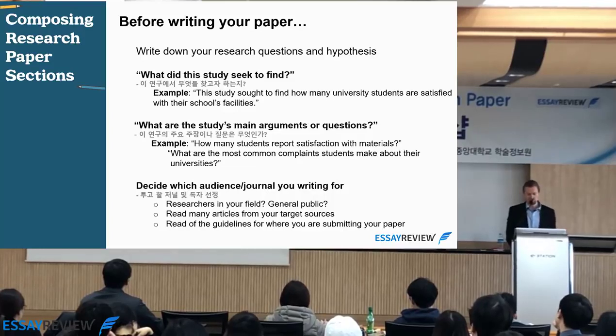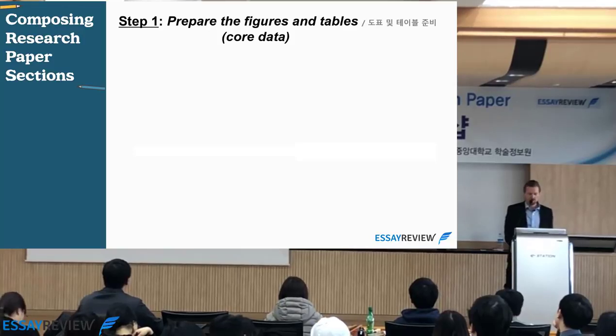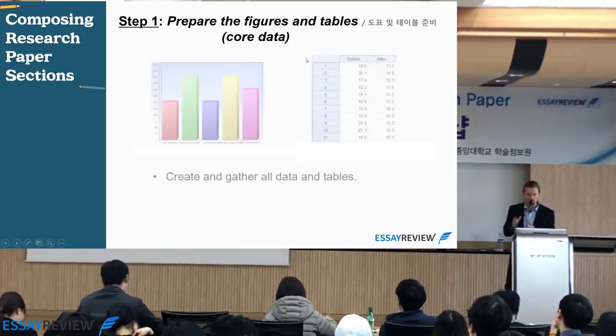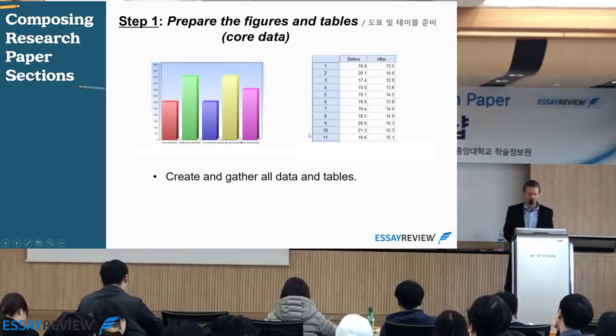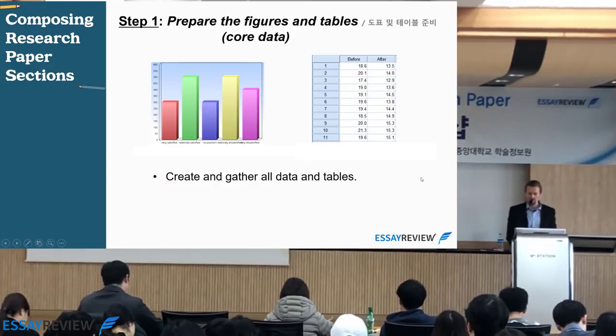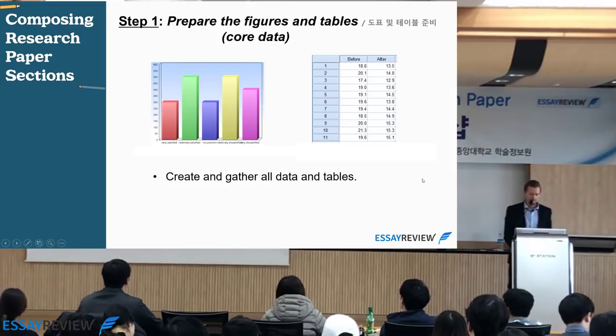Okay, so the first thing to do before actually writing the section is to prepare the figures and tables. This is your core data. This is the most important aspect of your research paper, right? So you want to create and gather everything in one place. So you have your data. You're going to make it into figures and tables. You've probably already done that before you put a pen to paper.